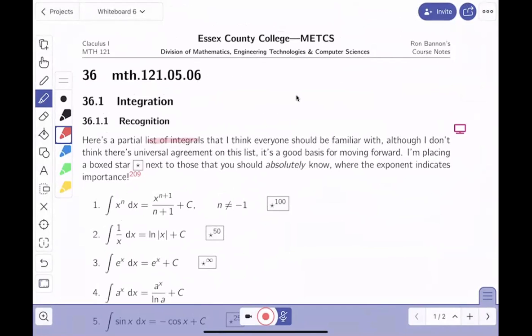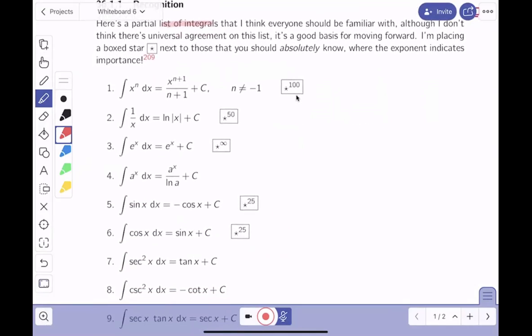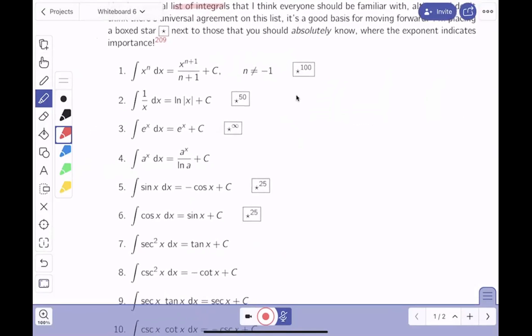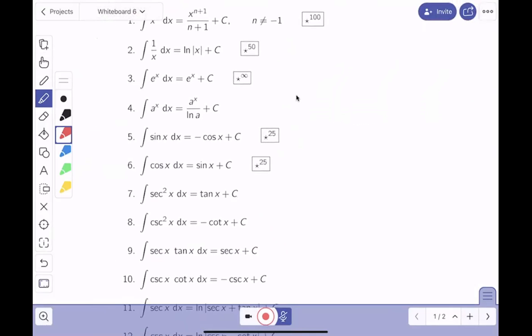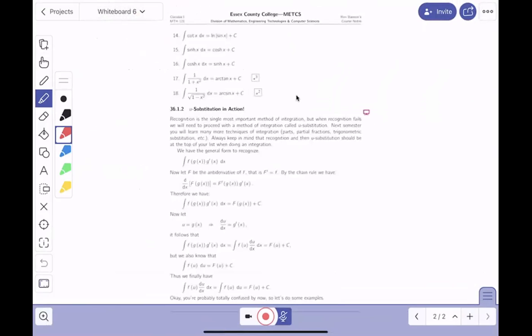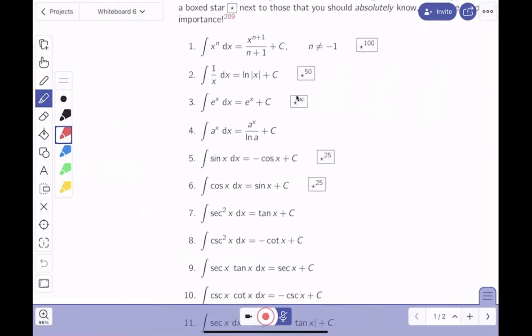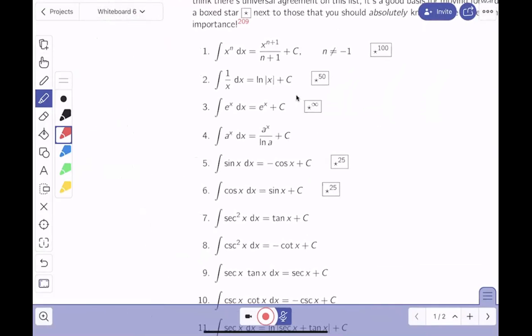Now, granted, some are probably more important than others, and we've discussed these antiderivatives before. For example, if you look at the list, some have stars next to them. Some have 100 stars, some have 50 stars, some have an infinite number of stars, some have 25 stars. I know it's a long list, by the way, and some have three and 2 stars. So what I'm going to do over here is talk about the most important one that you should recognize. This is the single most important integration to recognize. If you see this integral, you should immediately write this down.